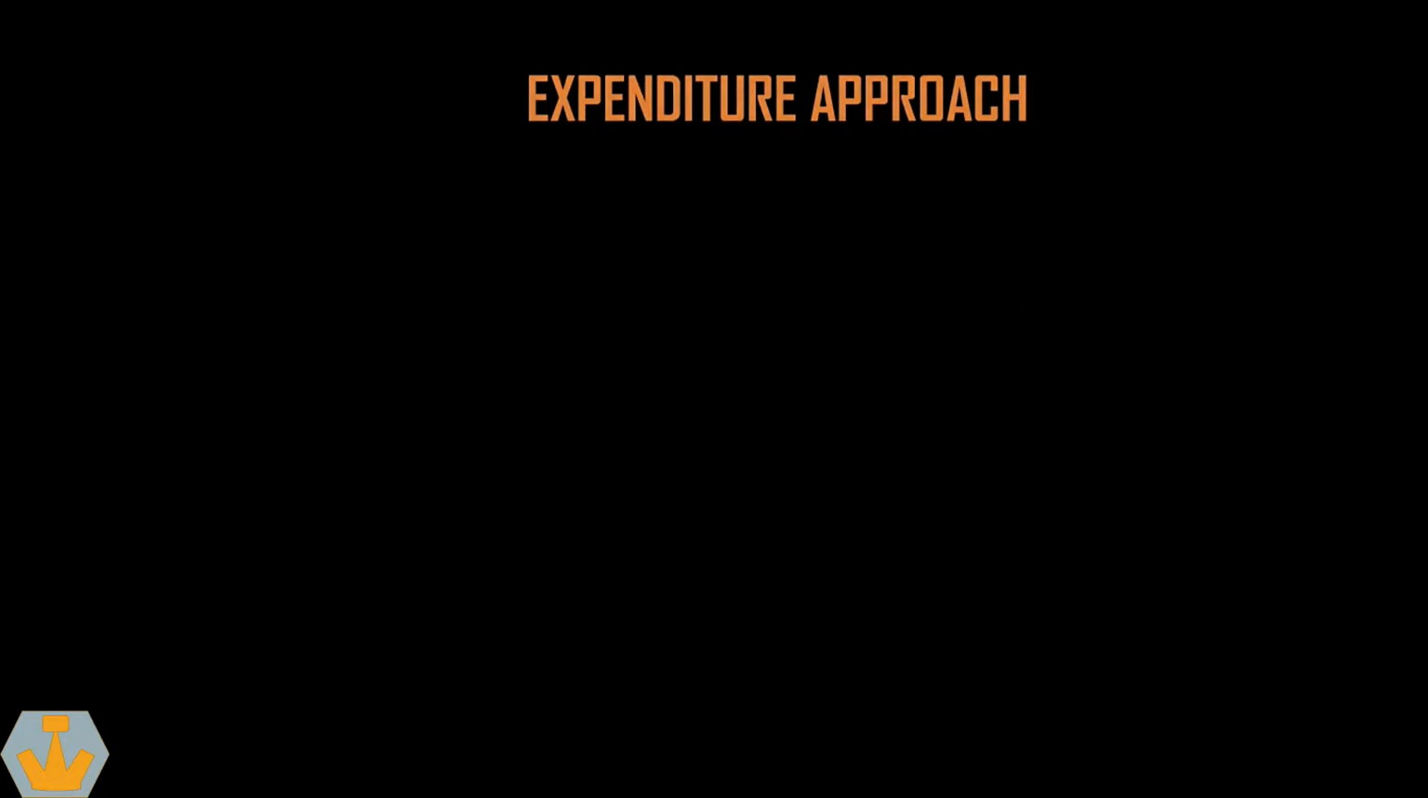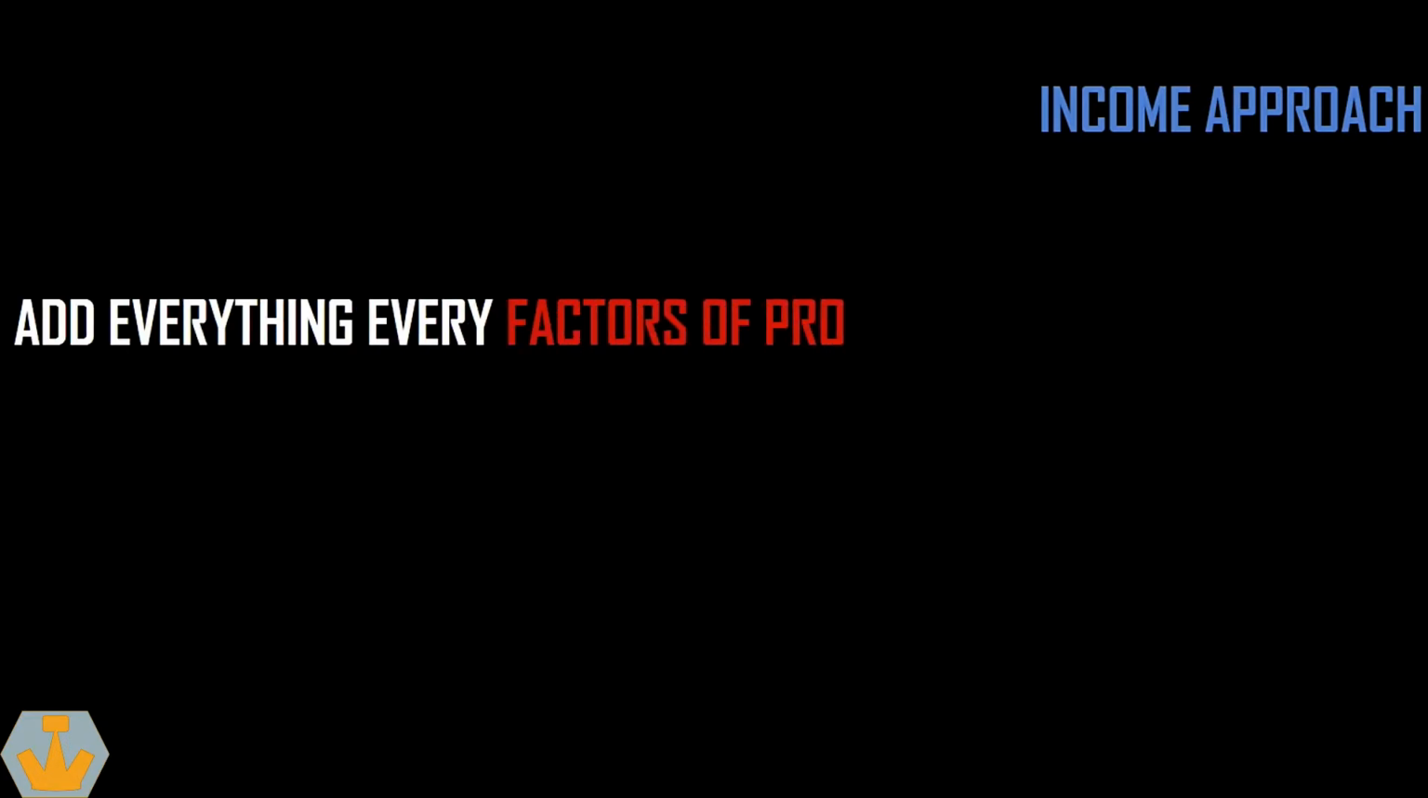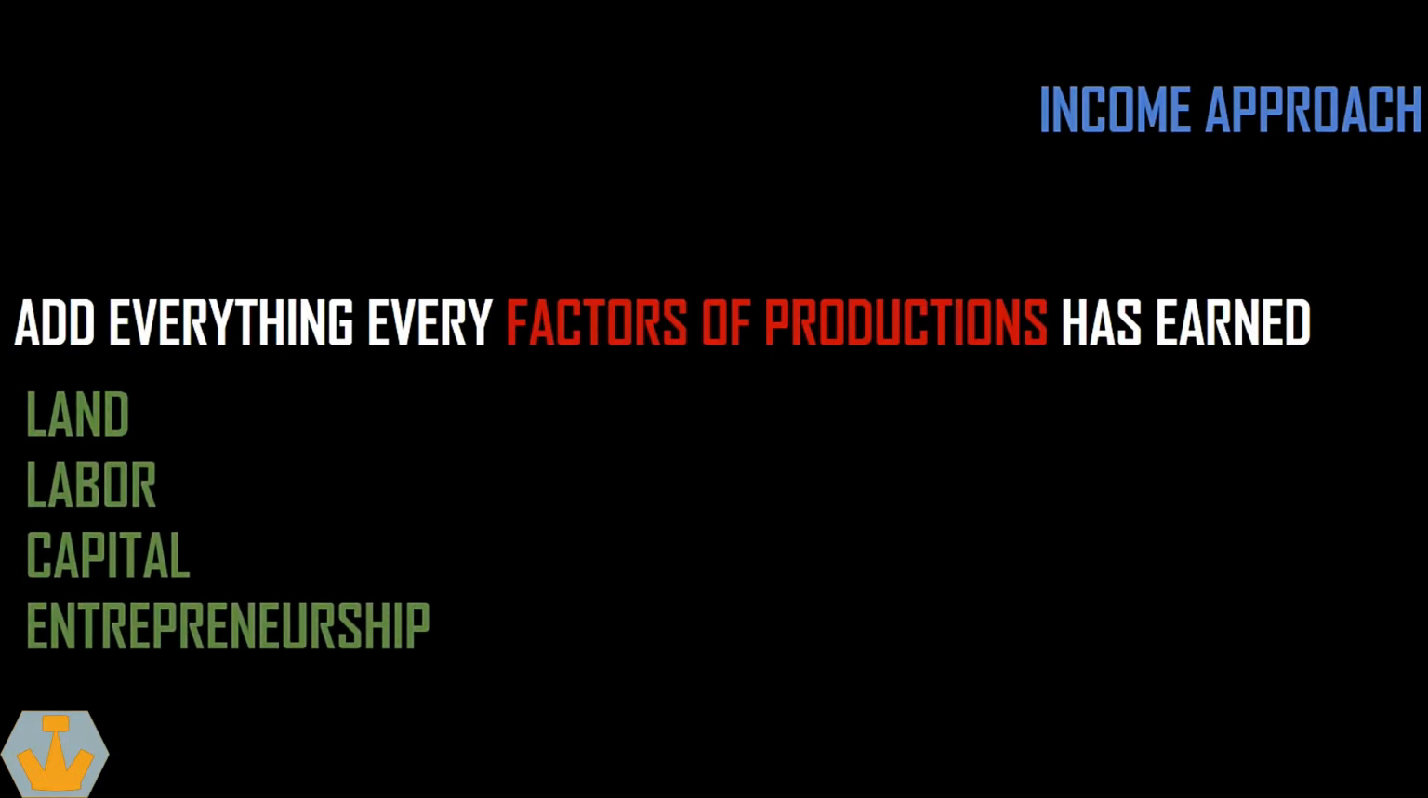And lastly, you have the income approach. You have to add everything every factor of production has earned in the year. What are the factors of production? They are land, labor, capital, and entrepreneurship. Some people like to say enterprise instead of entrepreneurship.